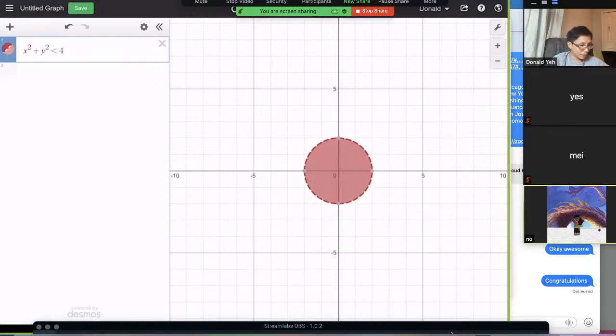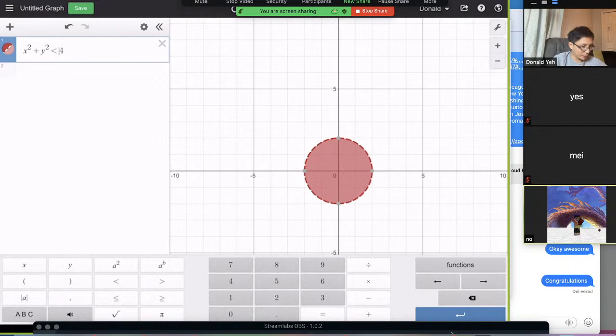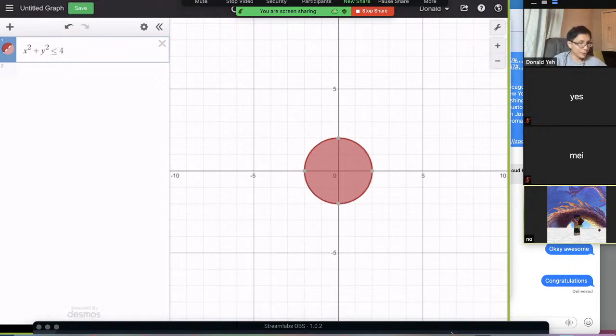I don't know how to draw a dotted line. Actually, they don't get to decide. Oh, because it's greater than or equal to. Yeah, so I'm a dummy. Okay, so then that's a solid line.